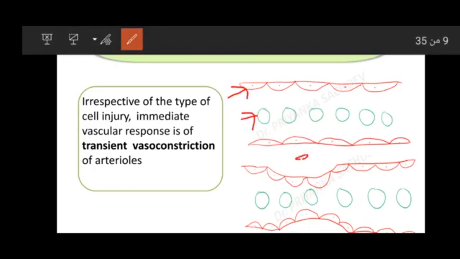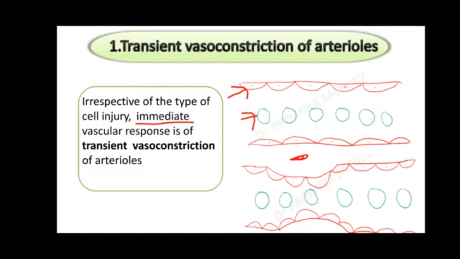When bacteria come near the blood vessels, vasoconstriction occurs in the blood vessels immediately. In mild injury, it takes about 3 to 5 seconds. In severe injury, it takes about 5 minutes.